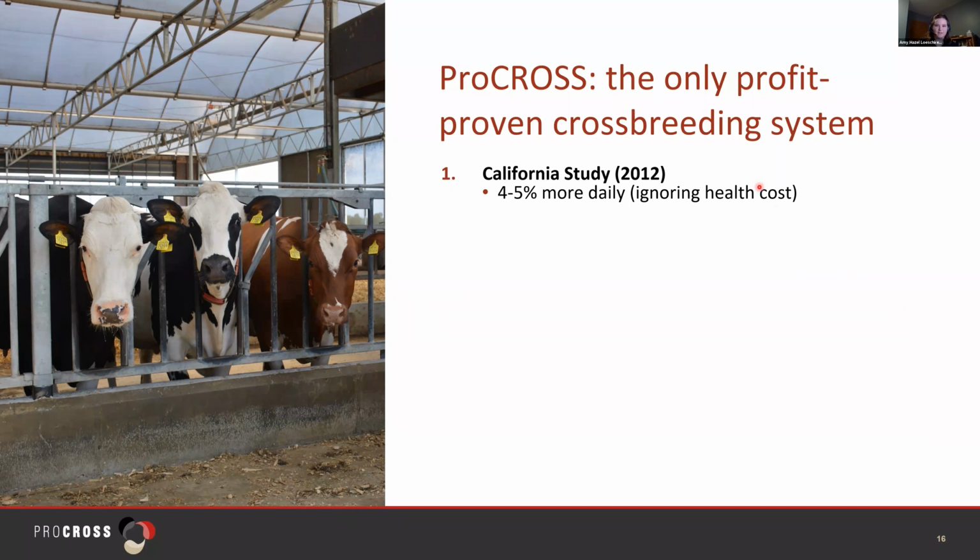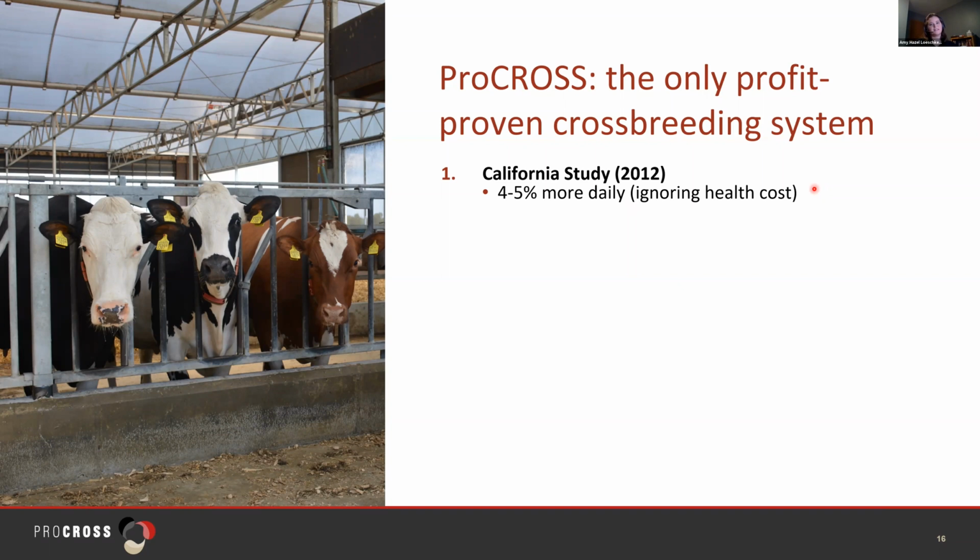So the first study I mentioned in California was published in 2012. That study showed that the two breed crosses, they only looked at the first generation in this particular study, a G1 between Montpellier and Holstein and a G1 for the Scandinavian Red and Holstein. That study showed that crossbreds had 4 to 5% more daily profit.